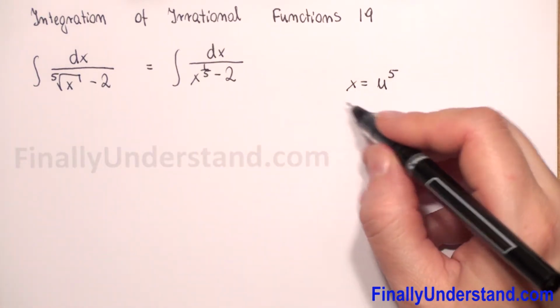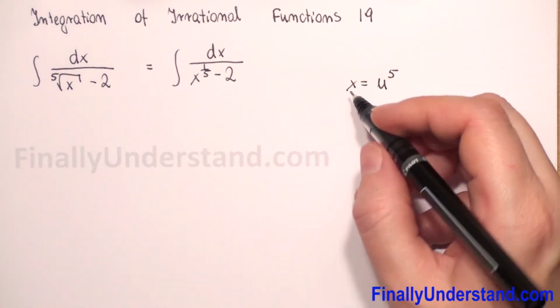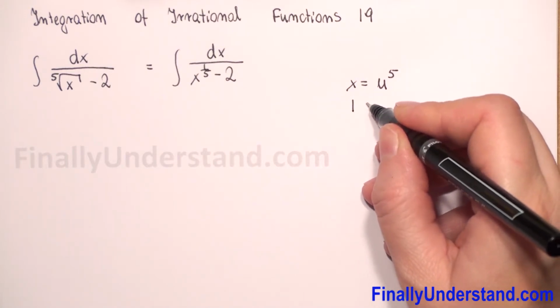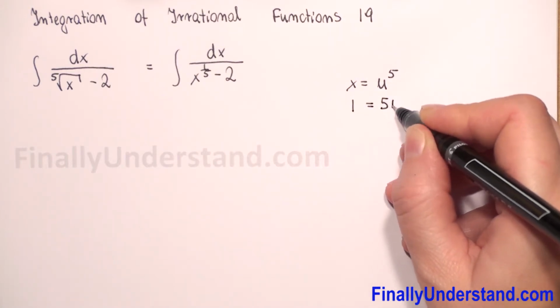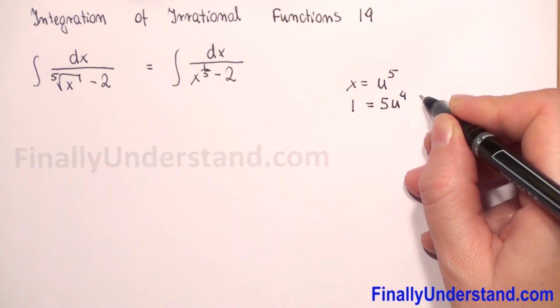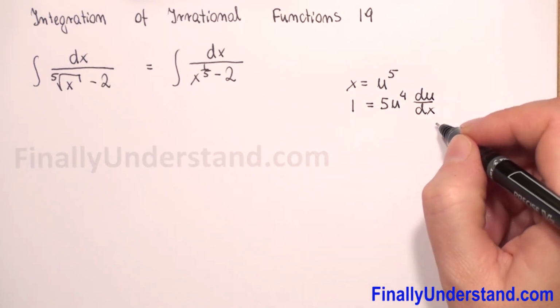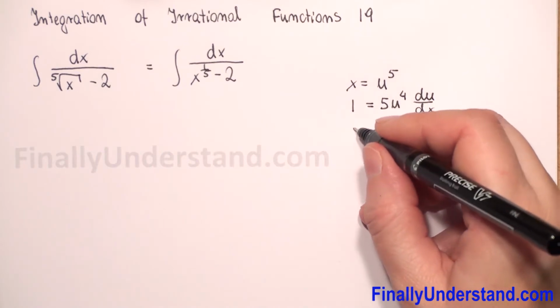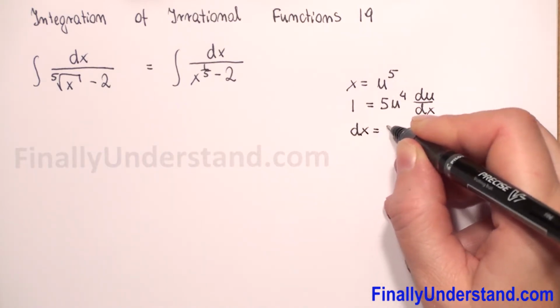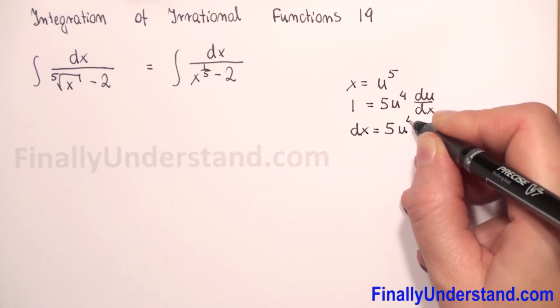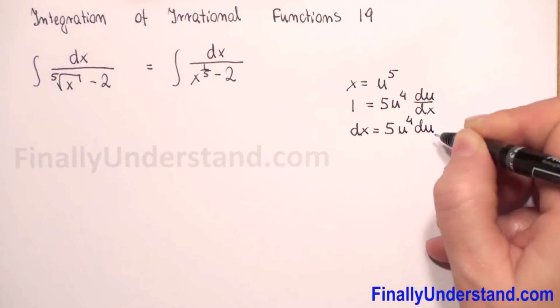So now we have to find the derivative of both sides with respect to x. So it will be 1 is equal to 5u to the power 4 du over dx. Now we multiply both sides by dx. So we will have dx is equal to 5u to the 4th power du.